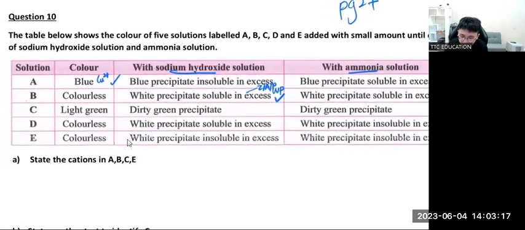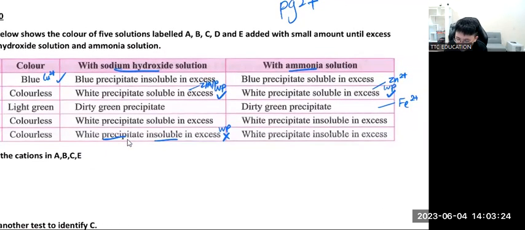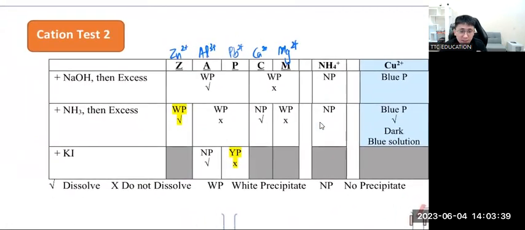My observation here is white precipitate insoluble, WP with a cross. The other test is also WP with a cross. So what is the ion? The first one, WP cross. Second one, WP with a cross again. So go to your table again. Test 1, test 2, we do the 2 tests already. Which ion always gives you WP with a cross?